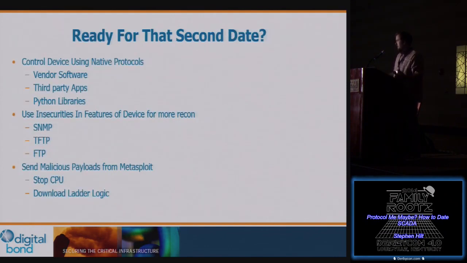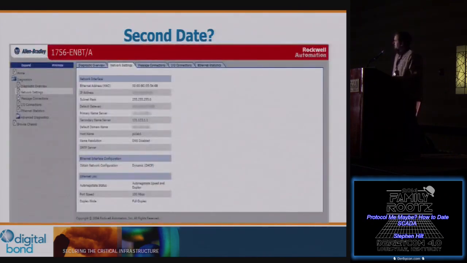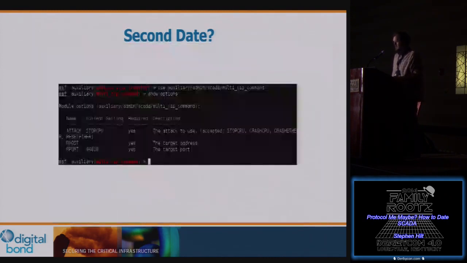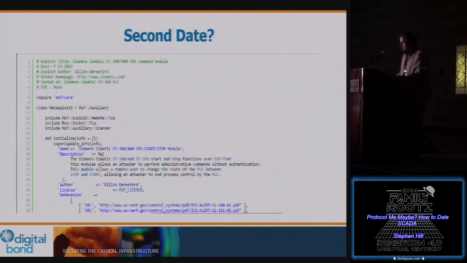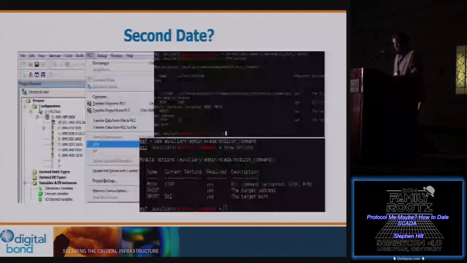So with that information, and we have all that information gathered, where do we go from here? Most of them have web pages that you can poke around on, gather more information. There are pre-existing Metasploit modules, most of these that Digital Bond wrote. This one will stop the CPU on the Rockwell devices, using Ethernet IP and CIP. This one is the Siemens stop CPU command for an S7 that Dylan released a couple of years ago.